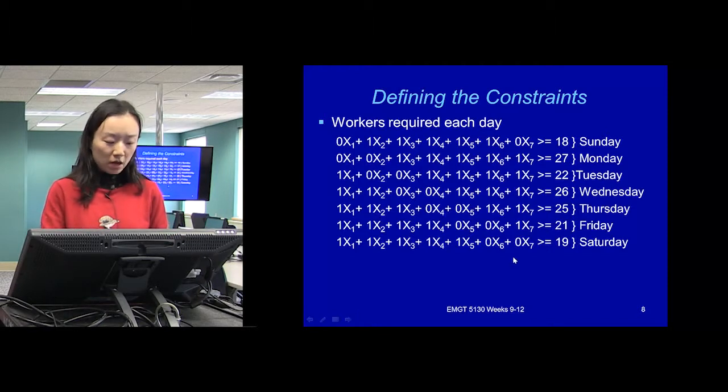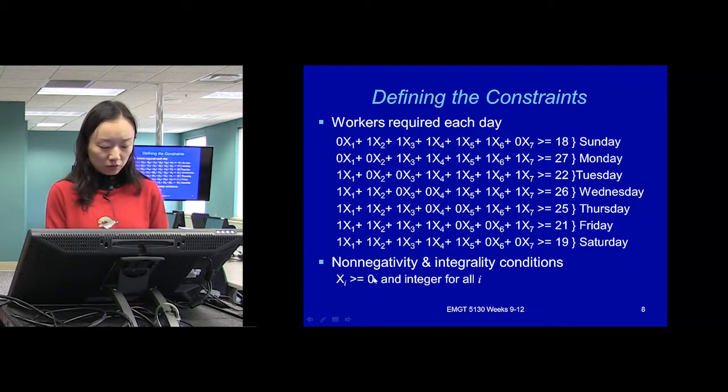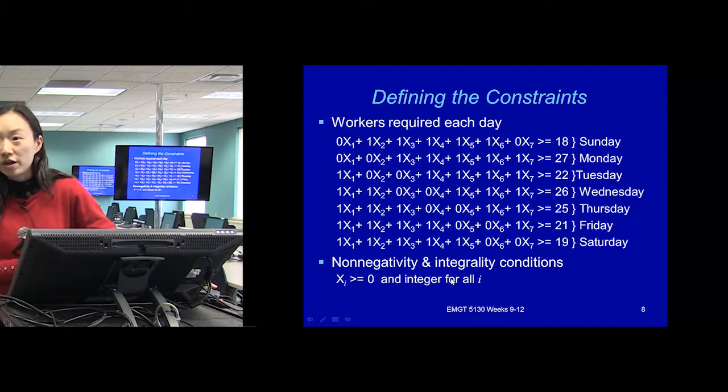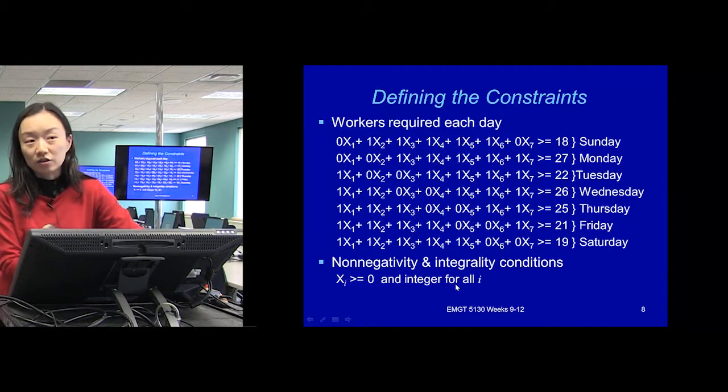So these will be our constraints. And we'll add non-negativity and integer constraints like this. So xi greater than or equal to 0 and xi's are integers. Okay, so this is the way to set the integer constraint. You specify xi's are integers.